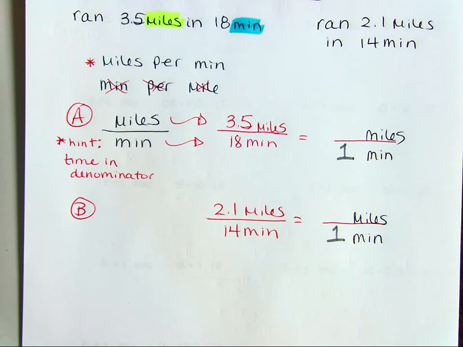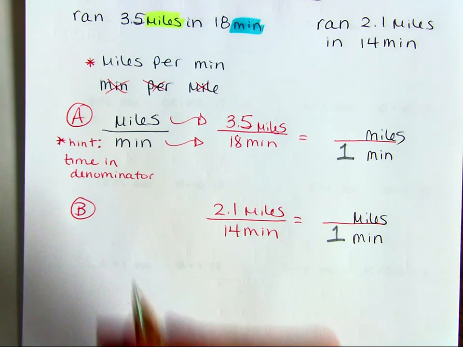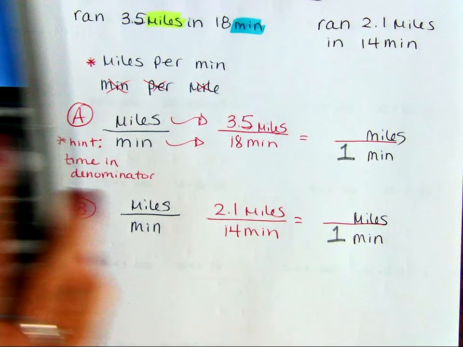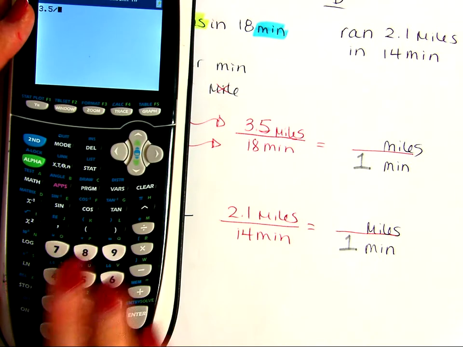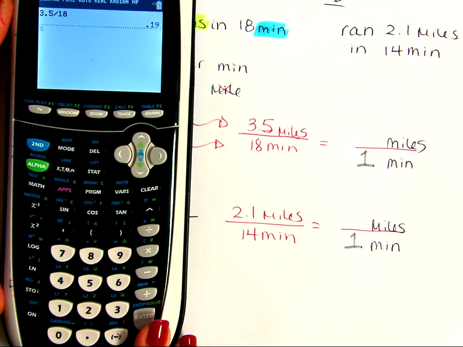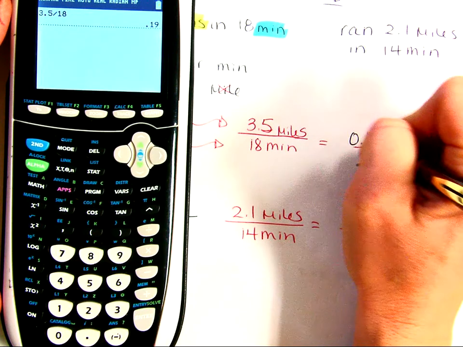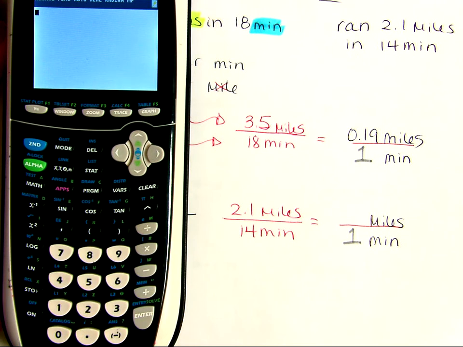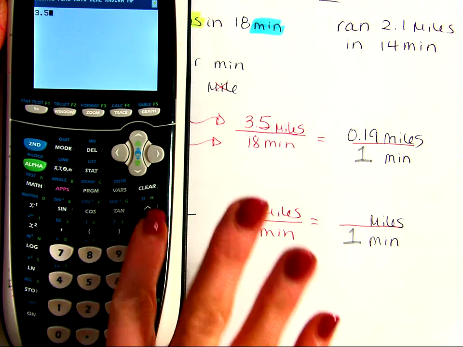Who ran faster? Okay, so did you type in 3.5 divided by 18? This person is running 19 hundredths of a mile, which is almost 20% of a mile, right? In a minute. Okay? That's their speed. 19 hundredths of a mile. If you took a mile and separated it into 100 equal parts, then they could do 19 of them in a minute. All right? Or, I guess you could leave that one as 3.5 divided by 18.